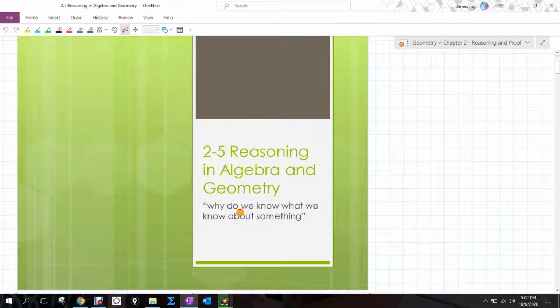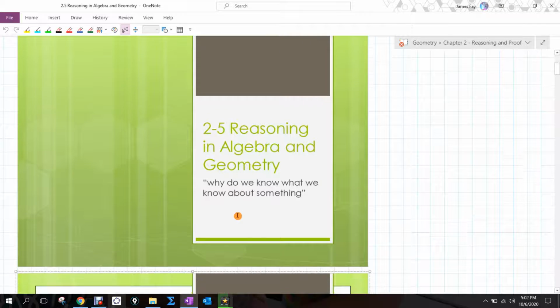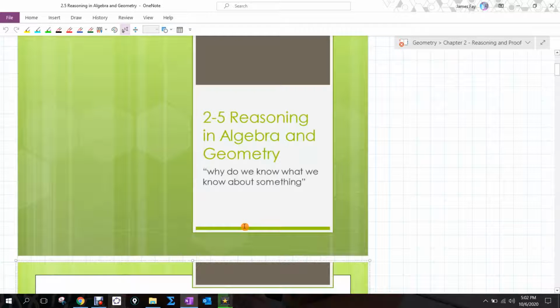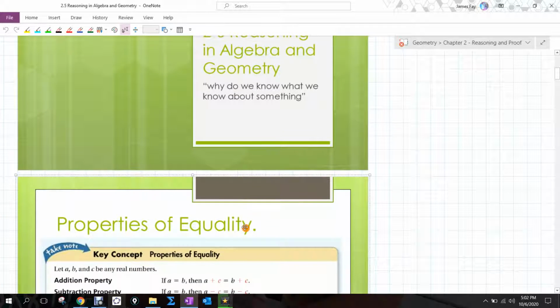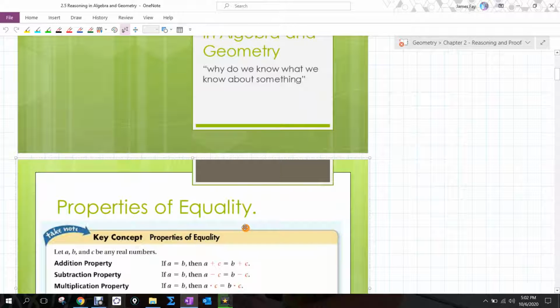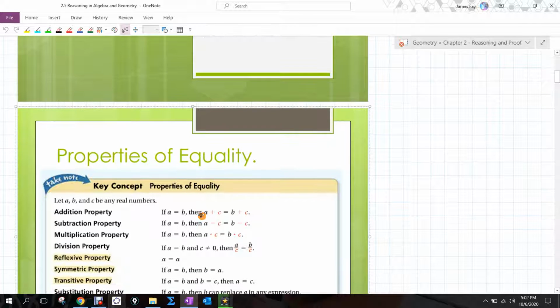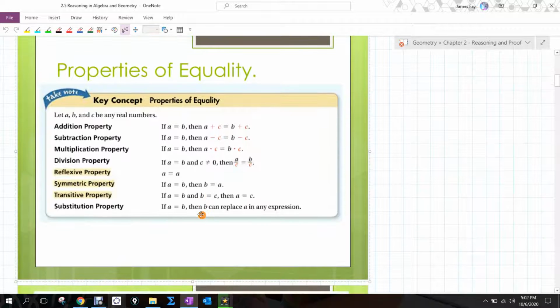Okay, and it's a logical analysis of some statement. In order to actually do coherent logic and make coherent arguments about the validity, the truth of a statement, we have to have some underlying principles that we all agree upon. So we've got to have our knowledge of our properties of equality. These are things that you have used to solve equations.